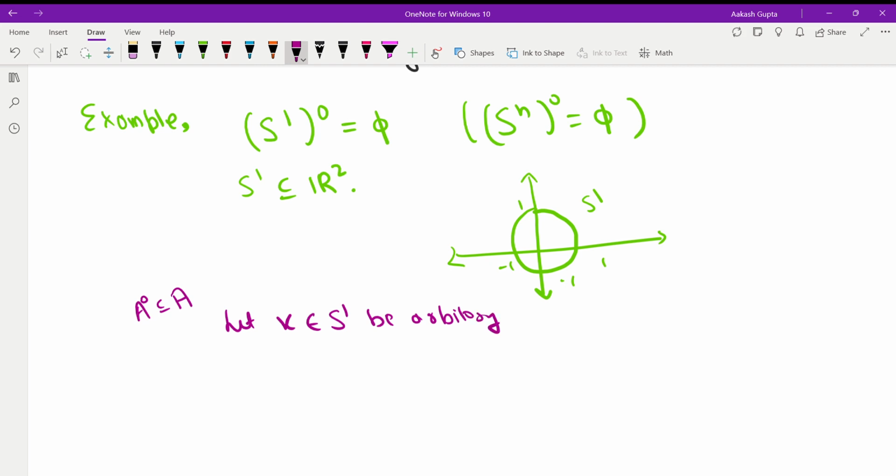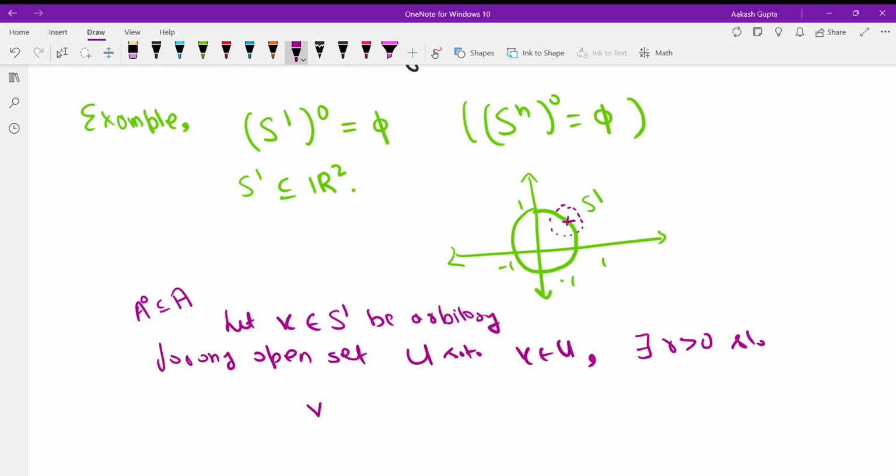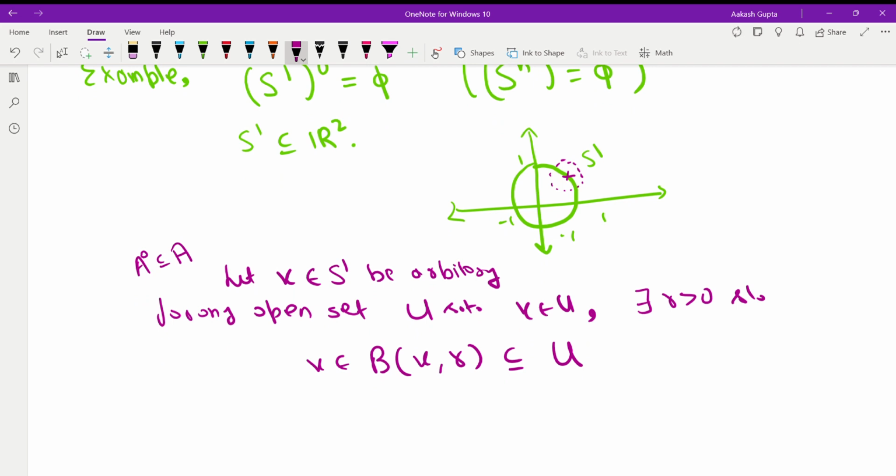So let x belong to S1 be arbitrary. Similarly, you can do it for Sn. Just take this point and take any open set around it. Any open set will contain an open ball. So for any open set U such that x belongs to U, there exists r bigger than 0 such that x belongs to the ball centered at x of radius r, with the Euclidean metric of course, and this is inside U.